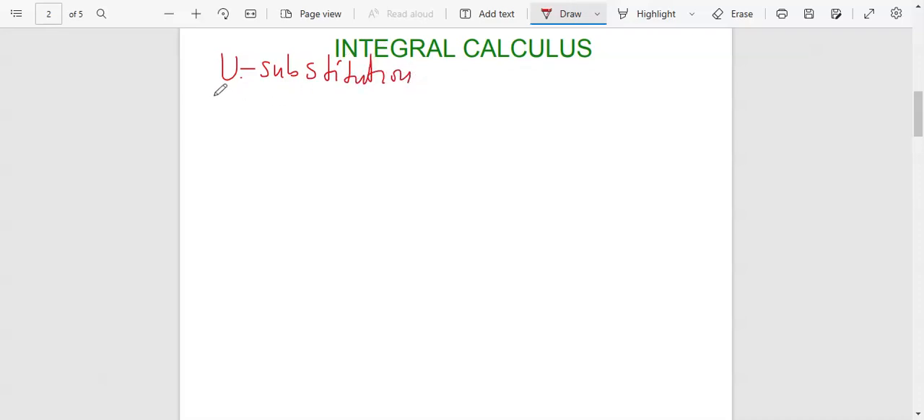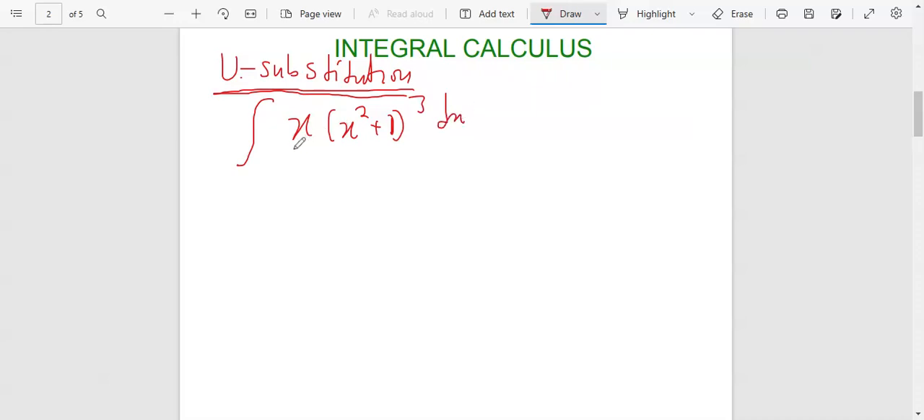Now U substitution is used for functions which differ by one power. It can either be a product or a quotient, and the difference between them is that they differ by power 1. For example, find the integral of x times (x squared plus 1) to the power 3 dx.